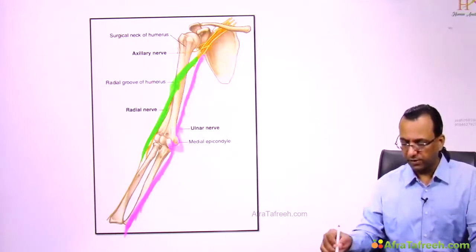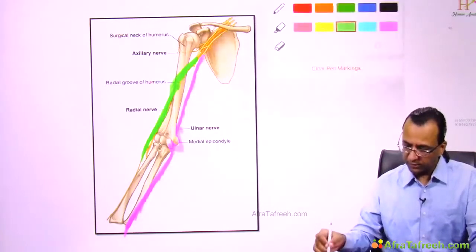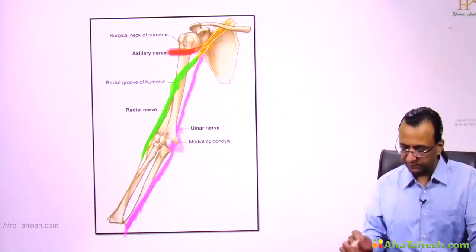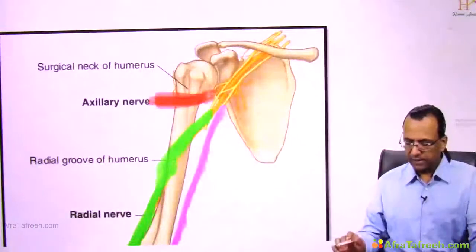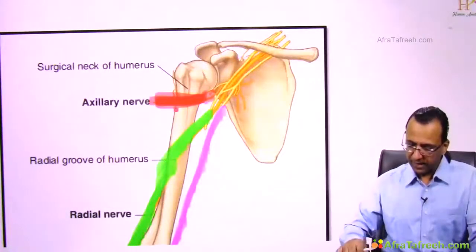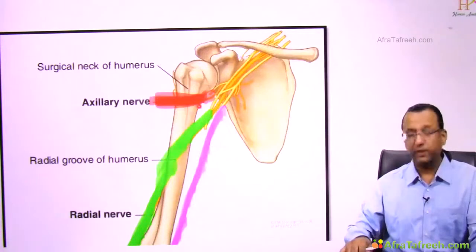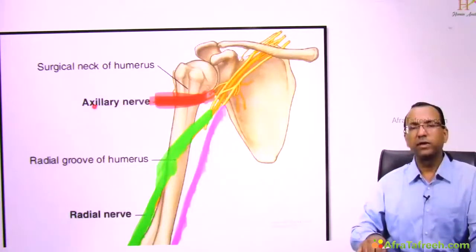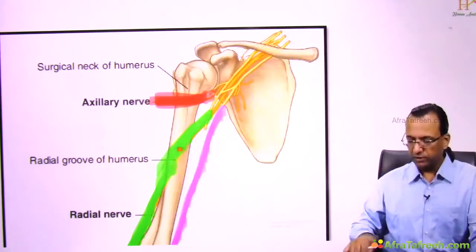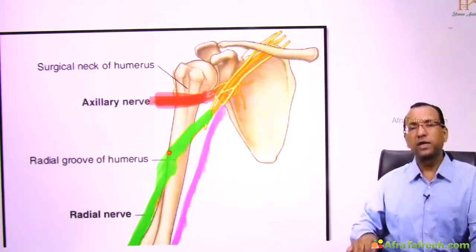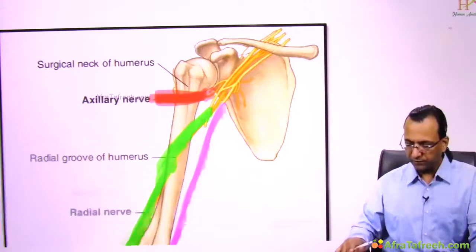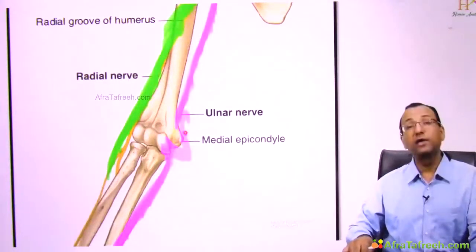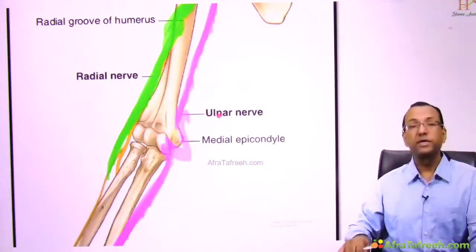Which nerve is related to the surgical neck of the humerus? The nerve related to it is the axillary nerve. So you are telling that the axillary nerve is related to the neck of the humerus? Yes, if there is a fractured neck of the humerus, the axillary nerve is gone. And what if there is a fractured mid-shaft humerus? Then the radial nerve is gone. And what if there is a fractured medial epicondyle? Behind the medial epicondyle you have the ulnar nerve, and it is compromised.